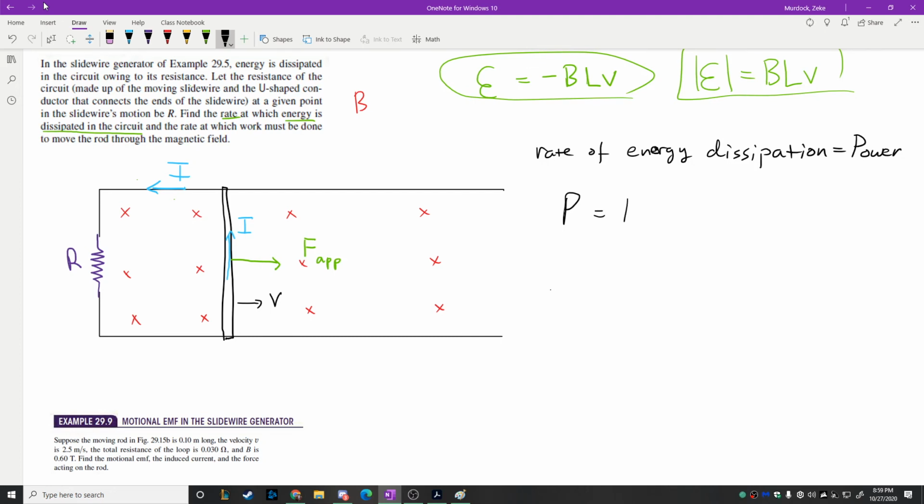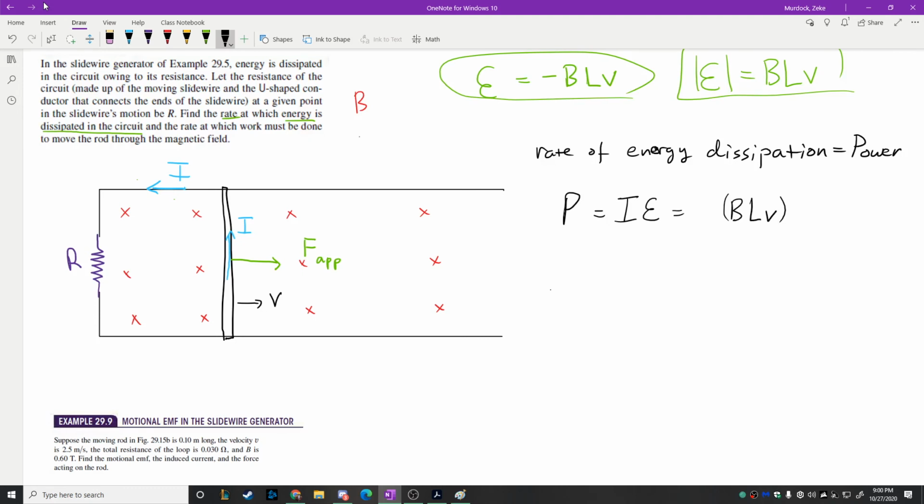We can do I times V. I'm going to do I times little e, because we've been using E for EMF, right? We'll do that, right? That's our power then. Current times the voltage, right? So what's the EMF? We've already found that right there. The EMF is B times L. B times L times V, that was the EMF, right? What would the current be?